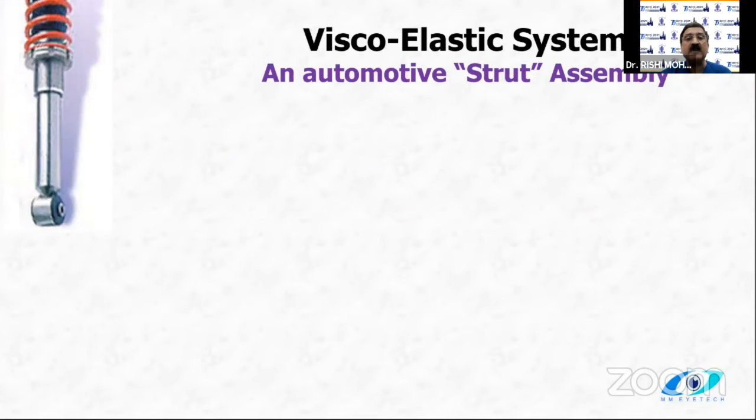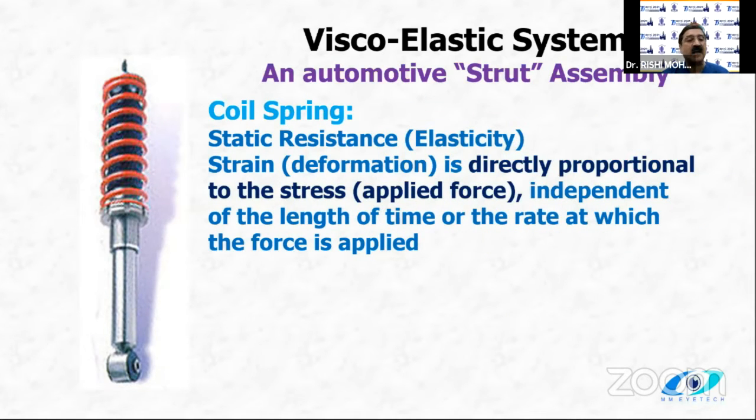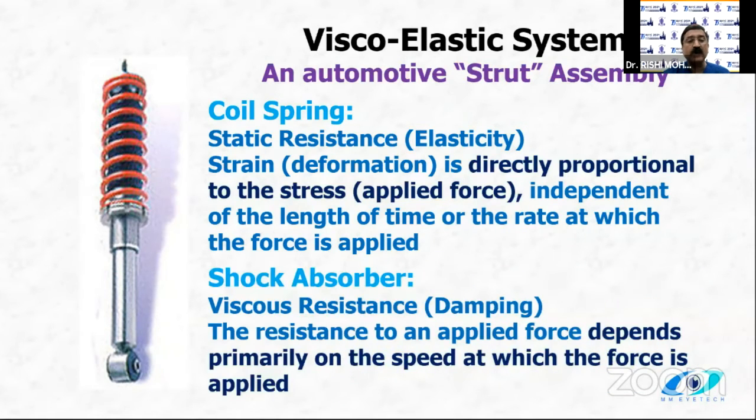So just to basically make people understand, what do we really mean when we talk about a viscoelastic system? One looks at the automotive strut assembly. And if you look at this, you'll notice that there is one spring or a coil spring area and a viscous element here. So the coil spring is like a regular spring, and the amount of deformation that one produces is directly proportional to the applied force. It is independent of the length of time for which that force is applied or the rate at which the force is applied. However, when we talk about the shock absorbing aspect of the shock absorber, it's the viscous resistance or damping that makes a difference, where the resistance to the applied force depends on the speed at which the force is applied, which means when you do it very rapidly, you're likely to get more damping than you would otherwise.